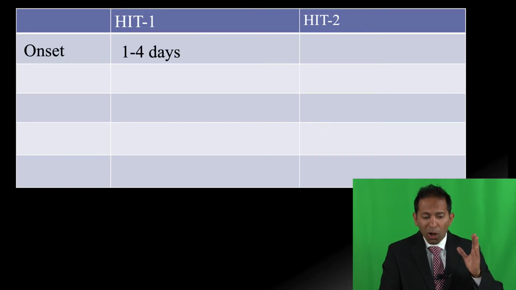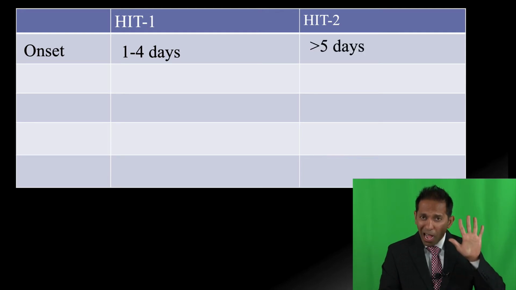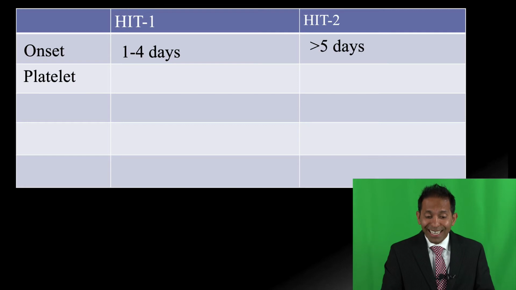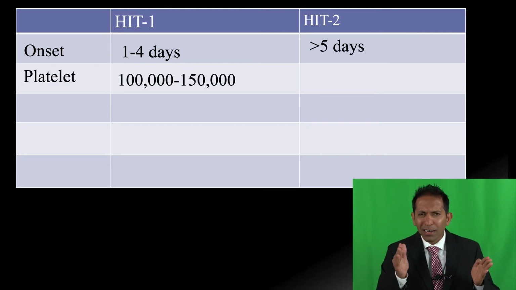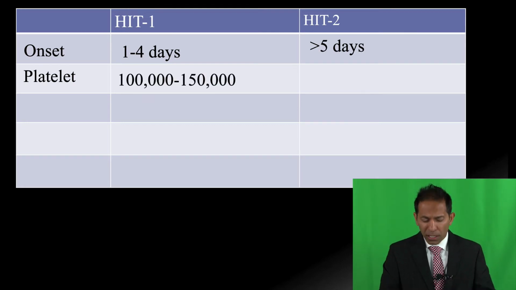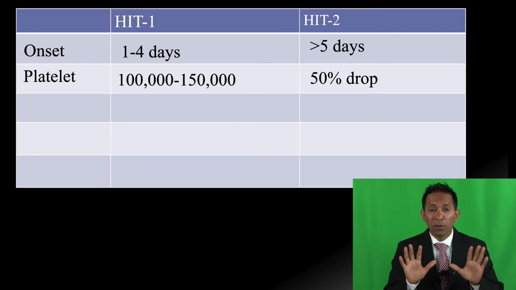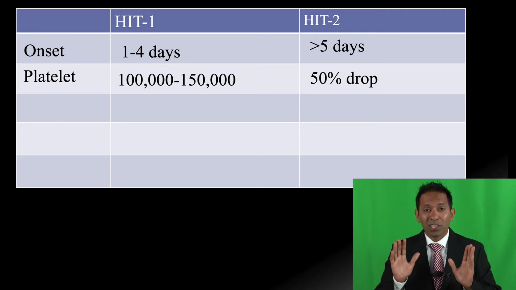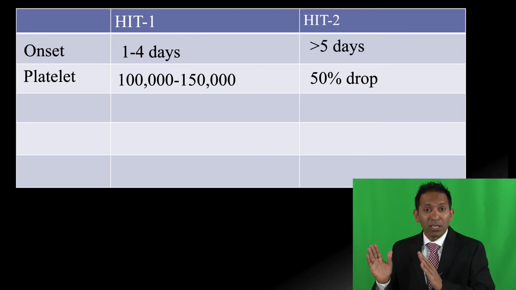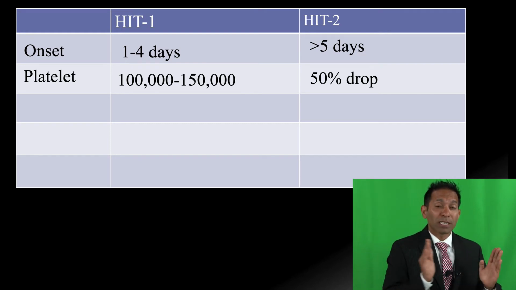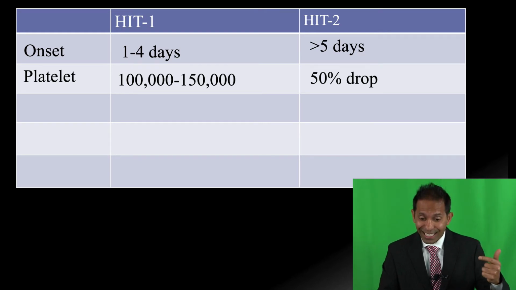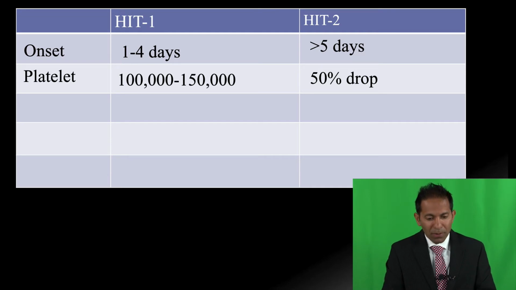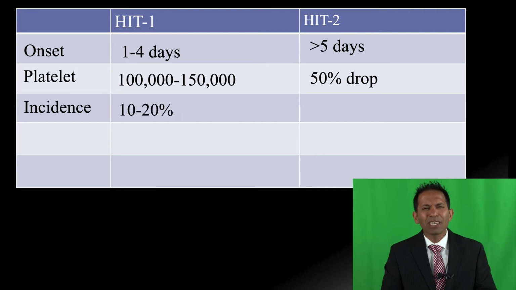So HIT 1 onset happens within 1 to 4 days. HIT 2 typically happens after 5 days. In HIT 1, platelet count typically runs in the range of 100,000 to 150,000. In HIT 2, patients will have more than 50% drop in platelet count. So if a patient comes with a platelet count of 500,000, they can have a platelet count less than 250,000. That indicates HIT, so more than 50% drop. In HIT 1, it does not drop that much.